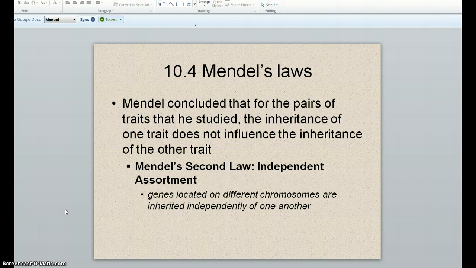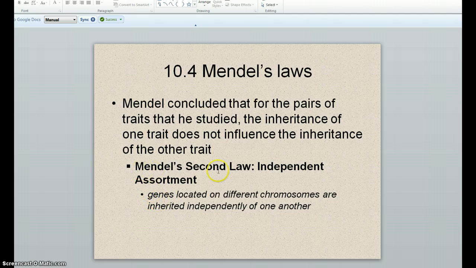One of the things that Mendel discovered is called Mendel's Second Law. It's the law of independent assortment that we also talked about when we were talking about meiosis. This is where Mendel got lucky because he concluded that for different pairs of traits, the inheritance of one trait does not influence the inheritance of another trait. So if a bean plant was tall, that didn't have any effect on a bean plant that was hairy or the color of its flower.